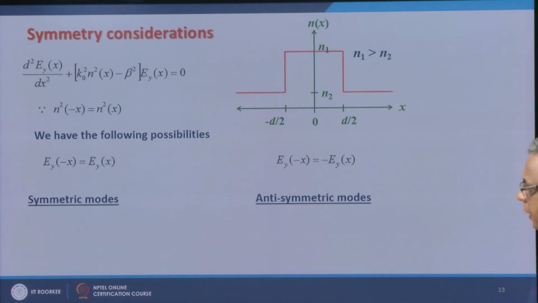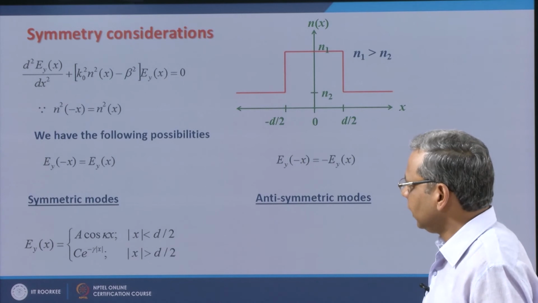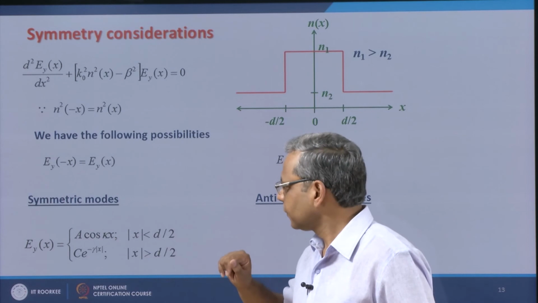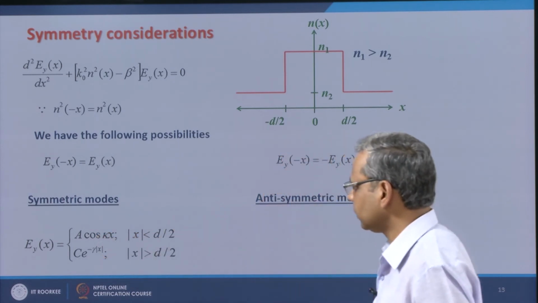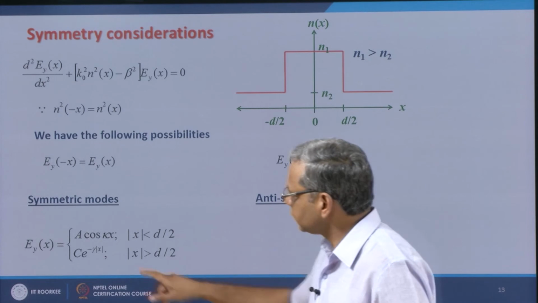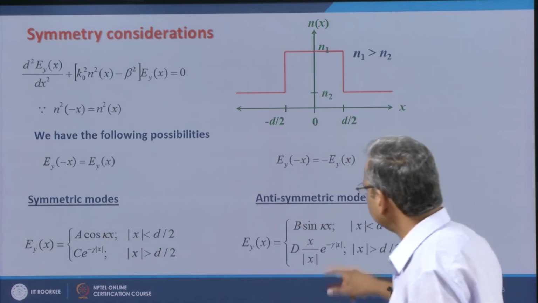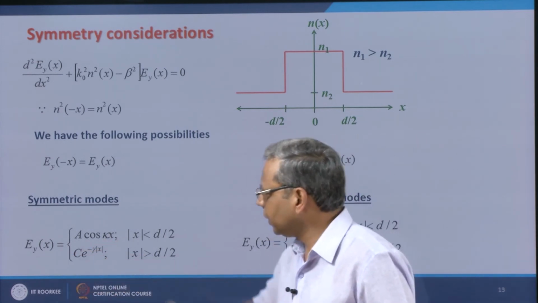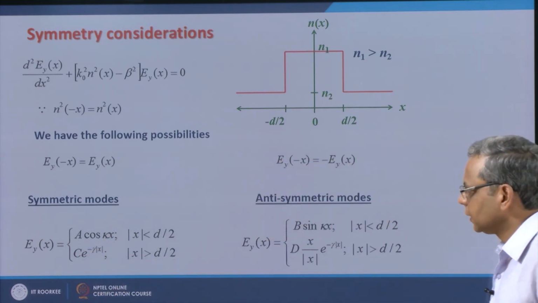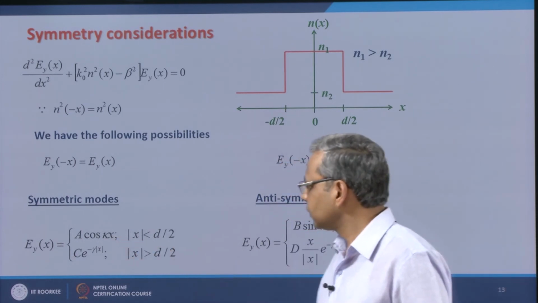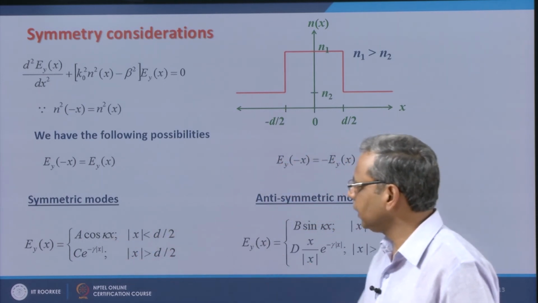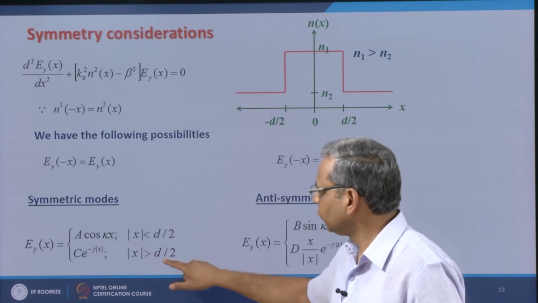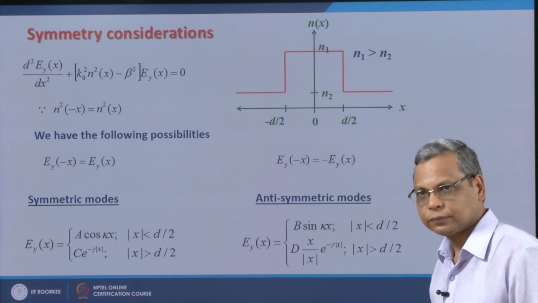The simplification it introduces is that out of those two functions cosine and sine, I can pick one here and one here. Since cosine is the symmetric function and sine is the anti-symmetric function, symmetric modes would now be represented by Ey of x is equal to a cosine kappa x for mod x less than d by 2 and c e to the power minus gamma mod x for mod x greater than d by 2.